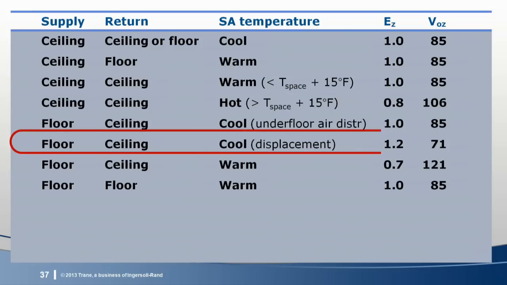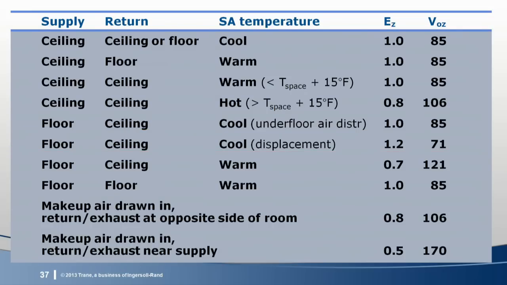The only configuration that has an effectiveness greater than 1 is when you deliver cool air using true displacement ventilation. Finally, these last two configurations were added to address systems where the outdoor air is drawn into the room. A common example is a hotel in which the outdoor air is delivered to the corridor and then drawn into the individual guest rooms underneath the door.